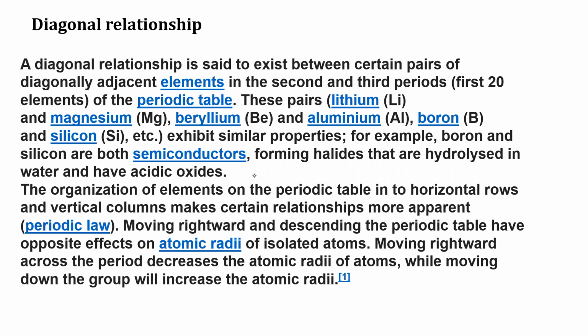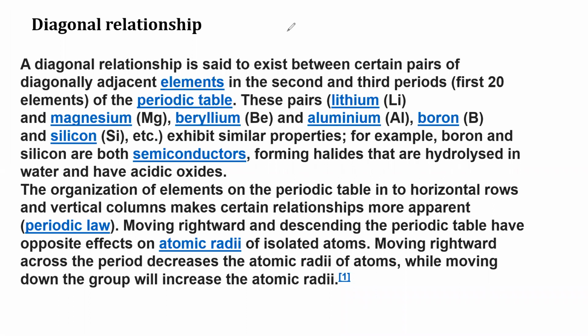These pairs are lithium and magnesium. So they have similar properties. Based on that they are diagonally related to each other. Next we have beryllium and aluminium. Next we have boron and silicon. These are the elements which are diagonally related to each other and exhibit similar properties. For example, boron and silicon both form semiconductors, form halides that are hydrolyzed in water, and have acidic oxides. So the oxides of silicon and boron are acidic in nature. They form oxides along with oxygen, and they are acidic in nature. In this way they have a diagonal relationship.